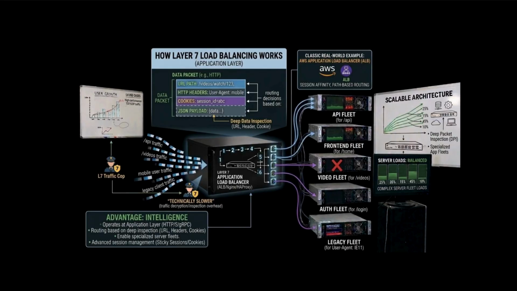This is where tools like Nginx, HA Proxy, and AWS Application Load Balancer shine. While it's technically slower than layer 4 because it has to decrypt and inspect the traffic, the intelligence it provides is often worth the trade off.